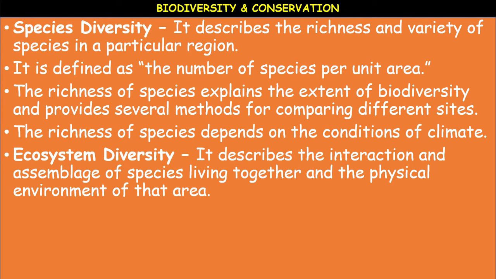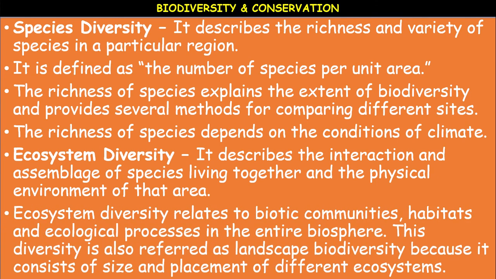Okay, now ecosystem diversity or ecological diversity. It describes the interaction and assemblage of species living together and the physical environment of that area. Okay. So ecosystem diversity relates to biotic communities, habitats, and ecological processes in the entire biosphere. This diversity is also referred to as landscape biodiversity because it consists of size and placement of different ecosystems.